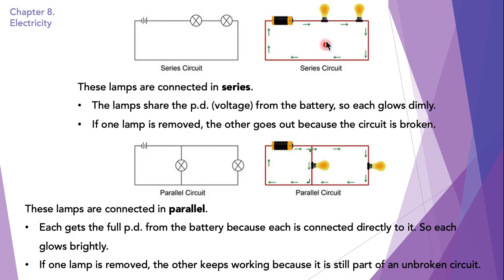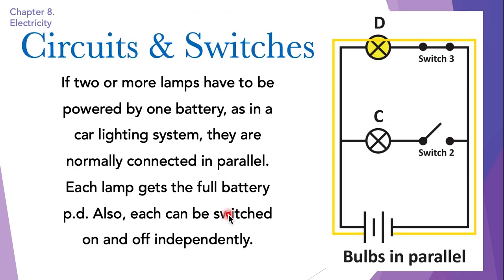And if one lamp is removed, the other goes out because then the circuit will be broken. So this is the difference between the series and parallel circuits. If two or more lamps have to be powered by one battery, as in a car lighting system, they are normally connected in parallel, so that each lamp gets the full battery potential difference.